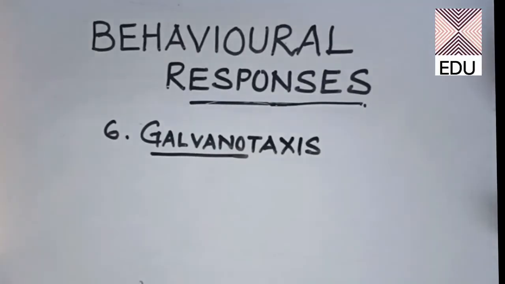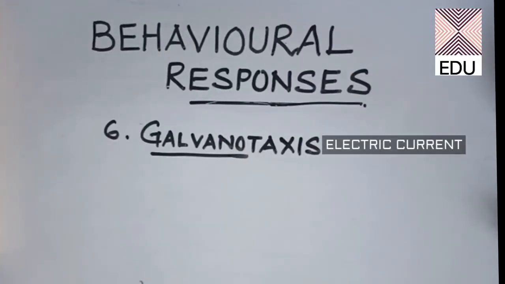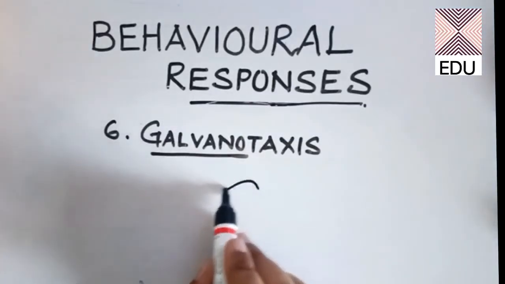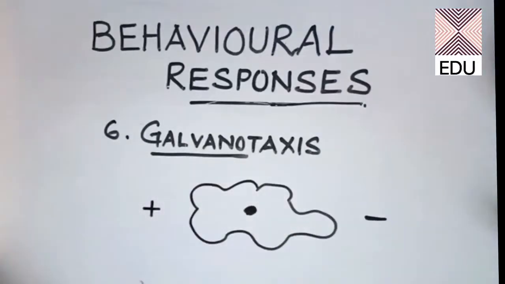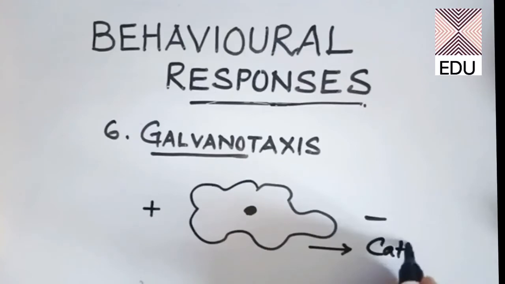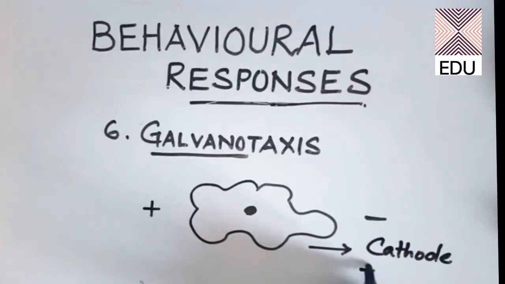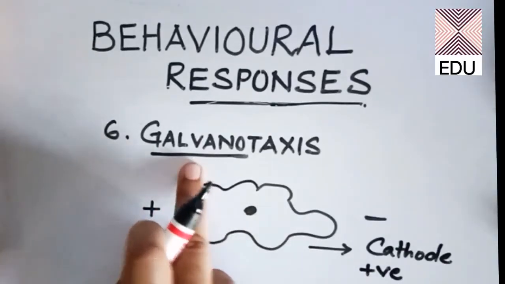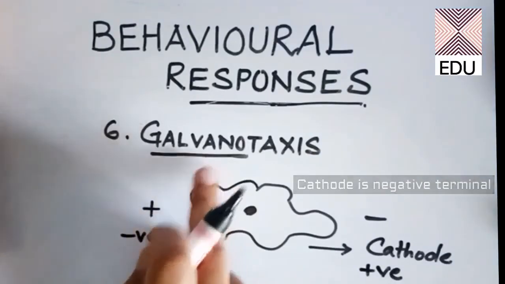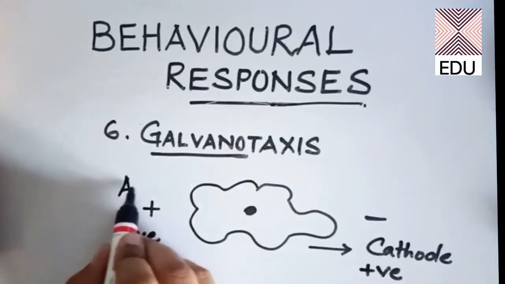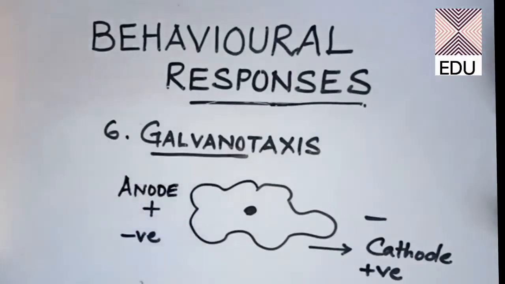Next type of response is galvanotaxis. Galvano refers to current, so this is the response to electric current. It has been seen in experiments that if the amoeba is subjected to positive and negative electrodes, it prefers to go to the cathode. So it shows a positive galvanotaxis towards the cathode and a negative galvanotactic response towards the anode. So it prefers to go towards the cathode electrode.